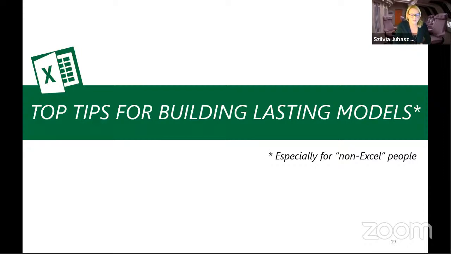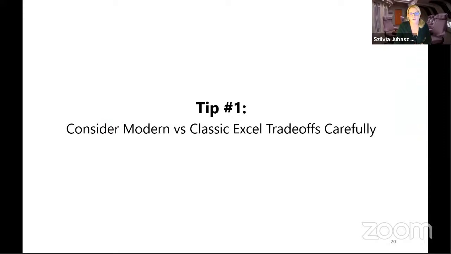So here are some general broad tips for building lasting Excel models, especially for the non-Excel end user types. All right, so number one, which I think is an important one because we all struggle with it, especially as Excel nerds: consider the modern versus classic Excel trade-offs carefully. So what do I mean by that? Microsoft loves to show off the latest, you know, XLookup. What did it come out in 2017 or something?